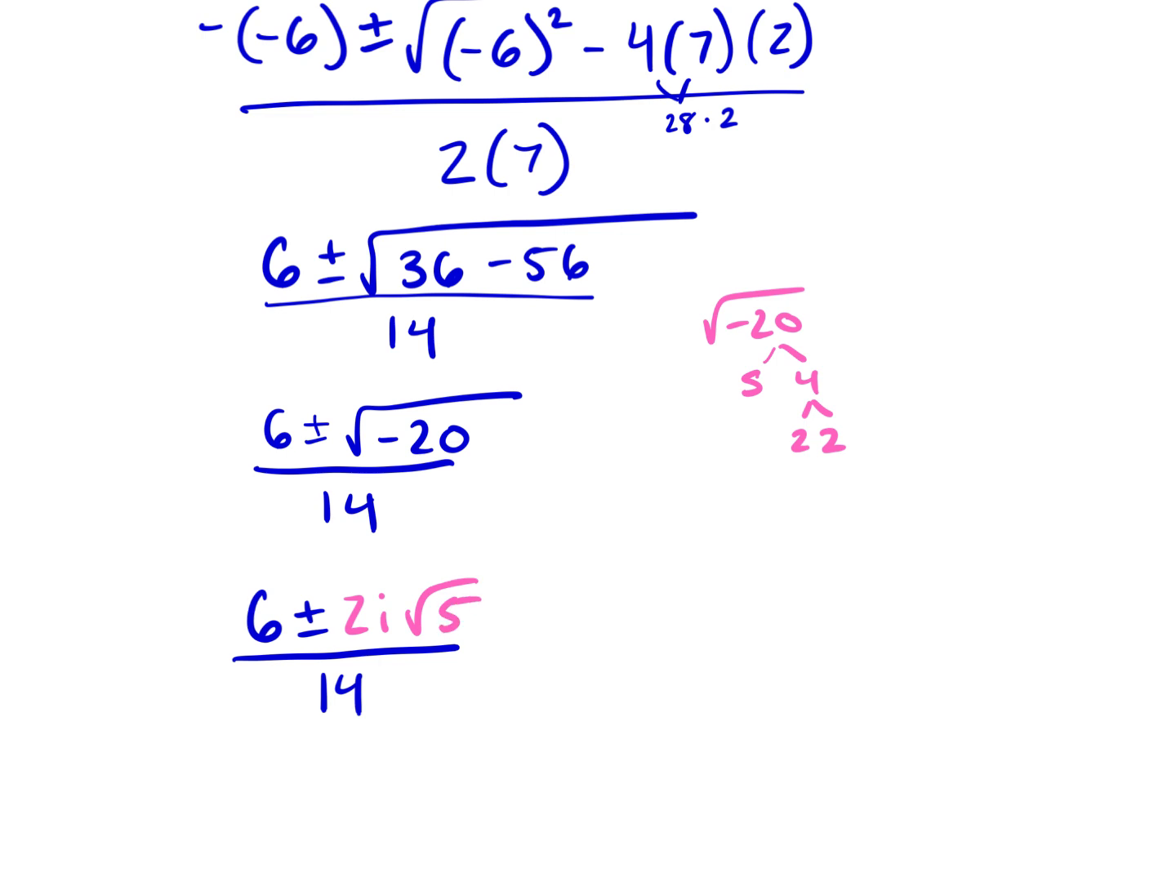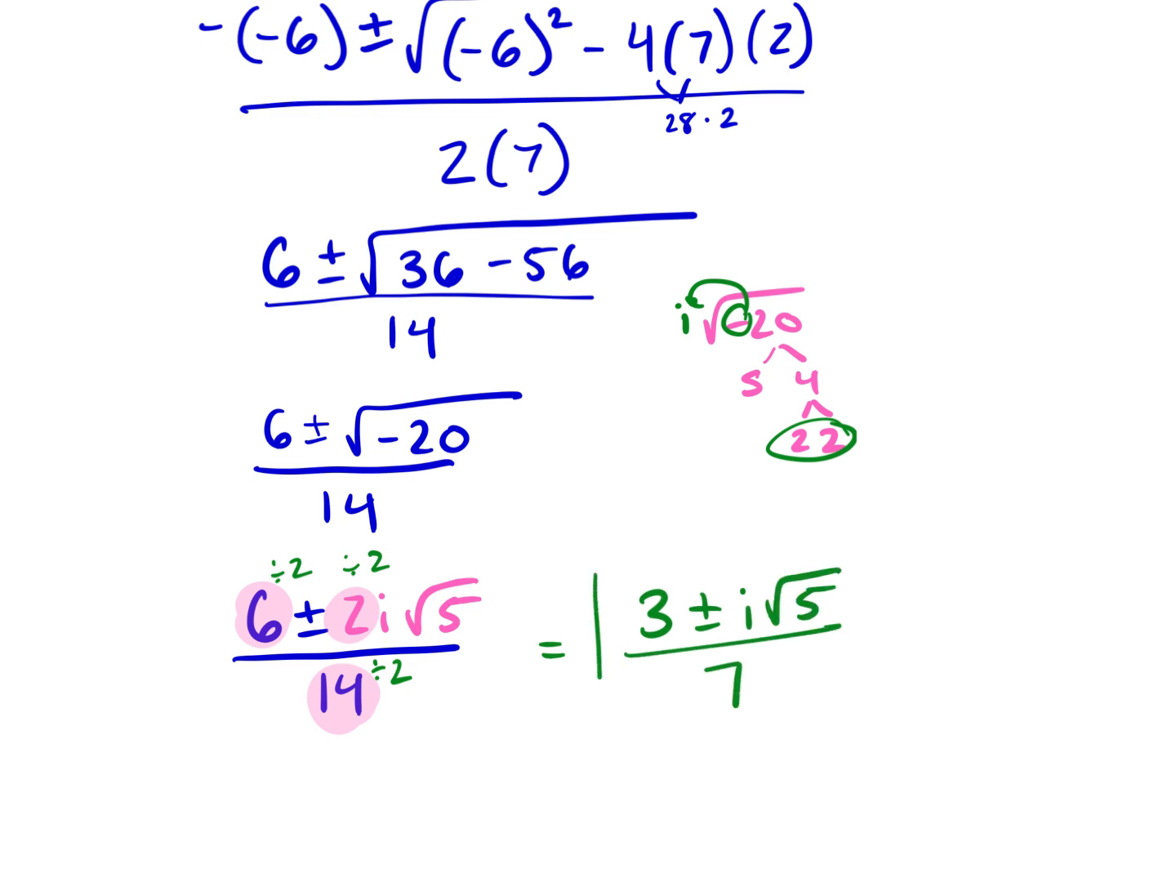So don't forget, take the negative out, turn it into an i. Then we had a pair of 2's that would come out also. So 2i square root 5. Can we simplify this anymore? Are all three of the whole numbers divisible by the same thing? Yeah, we could divide them all by 2. So we would get 3 plus or minus i square root 5 over 7.